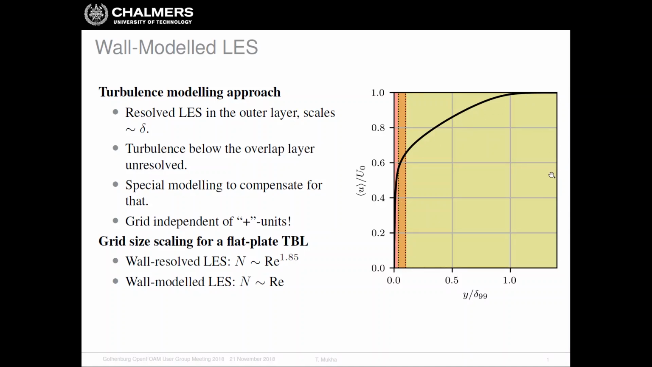This is a mean velocity profile from a flat plate turbulent boundary layer. And what we can do is divide this profile into two overlapping regions. One of those regions is called the inner layer and the other is called the outer layer, or inner region and outer region.